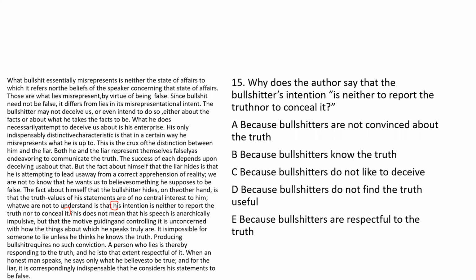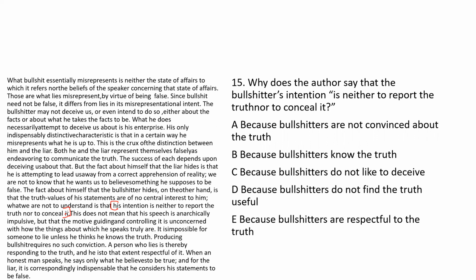To understand this, let's read the sentence before it. It says, "The fact about himself that the bullshitter hides, on the other hand, is that the truth values of his statements are of no central interest to him. What we are not to understand is that his intention is neither to report the truth nor conceal it." So if we decode the last sentence, we understand bullshitters do not find truth to be useful, and that is why it is of no interest to him.